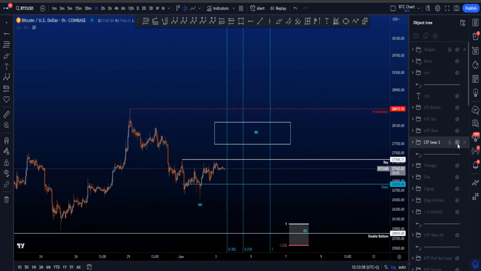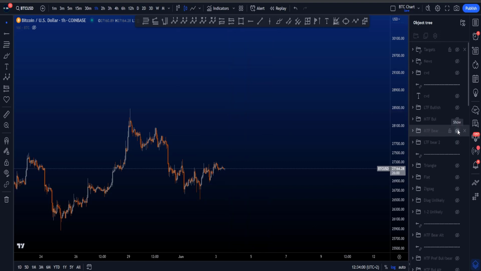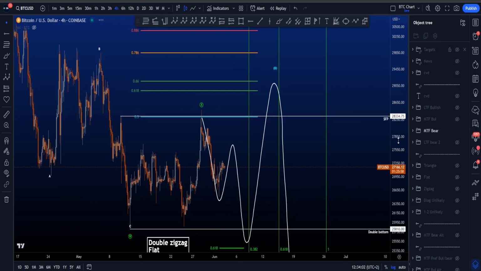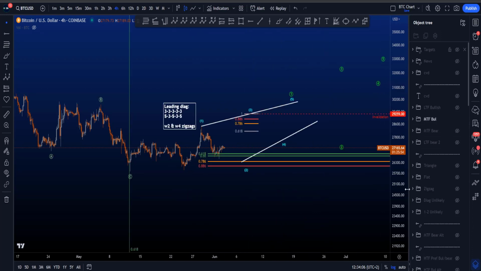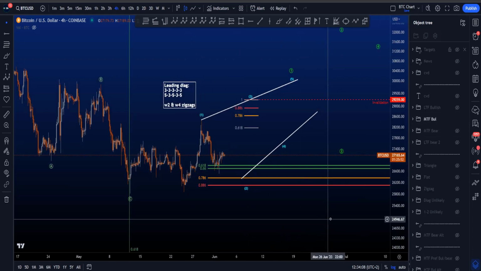My preferred scenario again is seeing some sort of an ABC structure morphing then into this medium time frame potential scenario that we've been looking at for a while now, and then potentially as an alternative this leading diagonal.